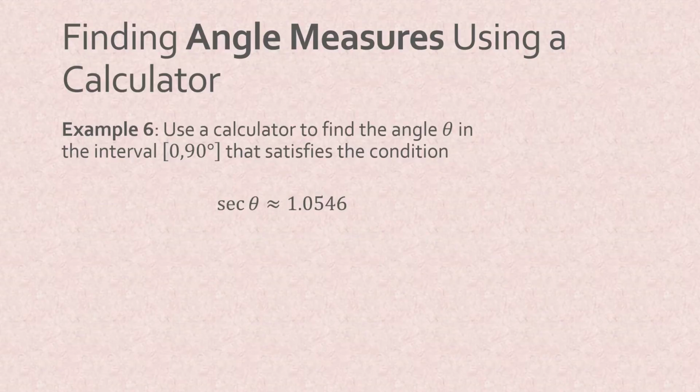Or maybe you're asked about a secant and you want to know when secant equals 1.0546 in the interval from 0 to 90 degrees. Again, the issue is that the calculator does not have a secant inverse button. So you need to rewrite secant as 1 over cosine.